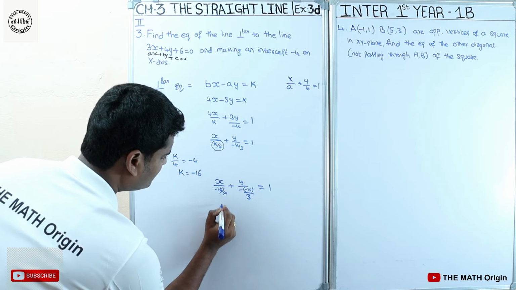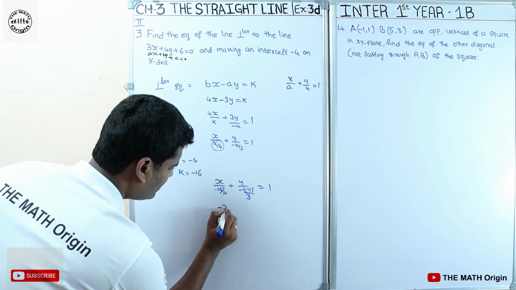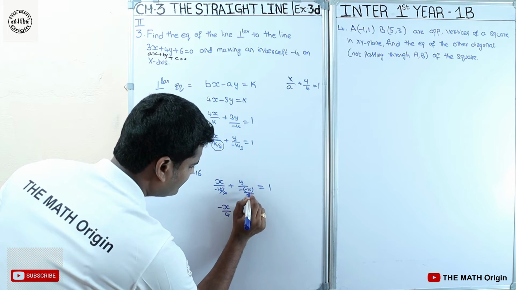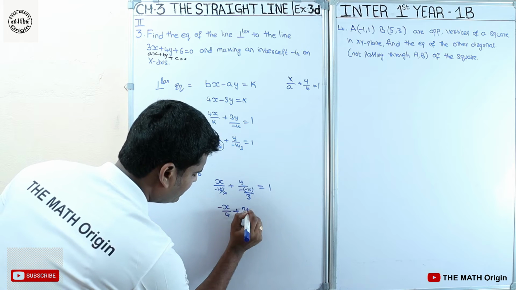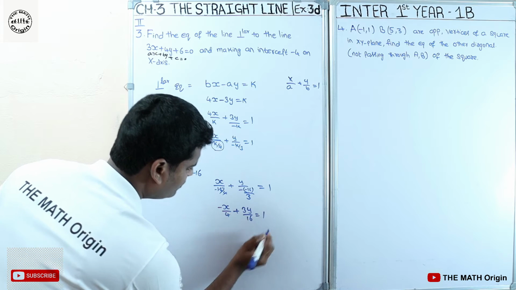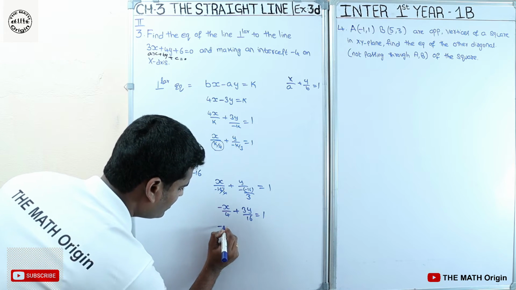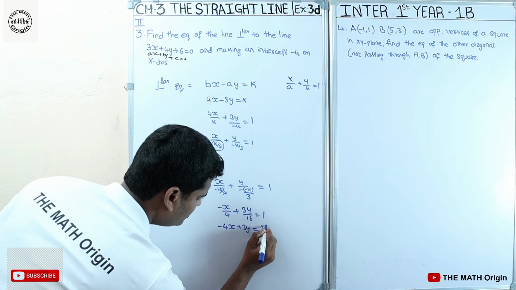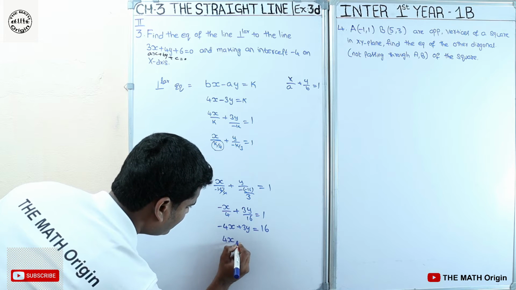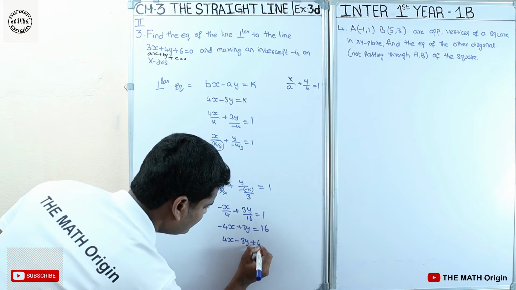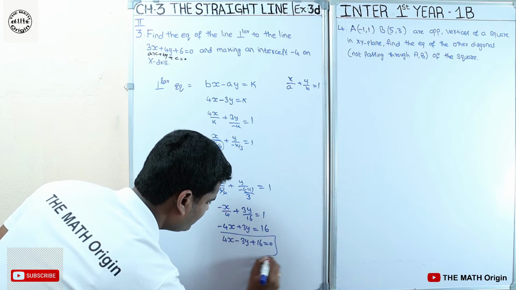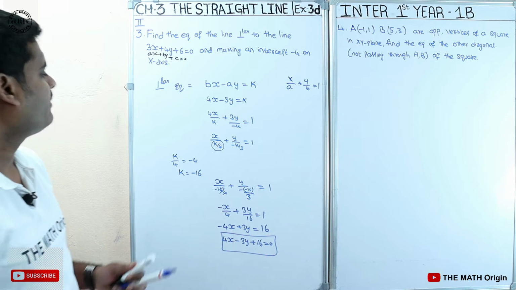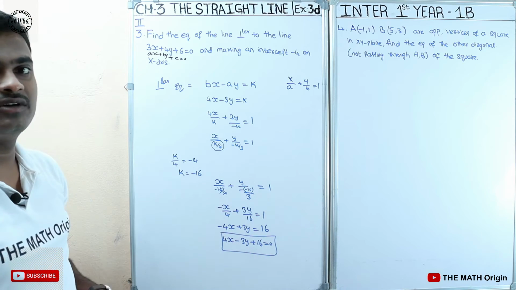So it is minus x by 4 plus, minus of minus, plus 3y by 16 equals 1. Taking the LCM, minus 4x plus 3y equals 16. If I take minus common, 4x minus 3y plus 16 equals 0 is the required equation of the given straight line. With this we completed the third problem.